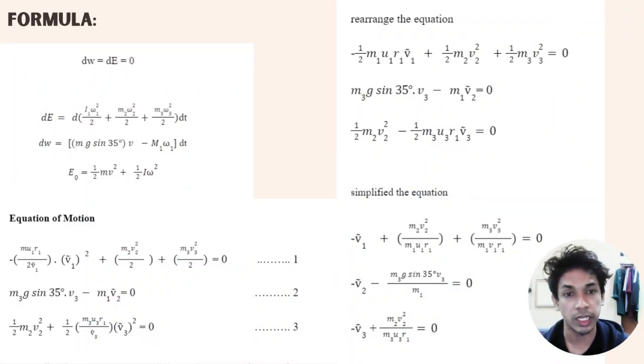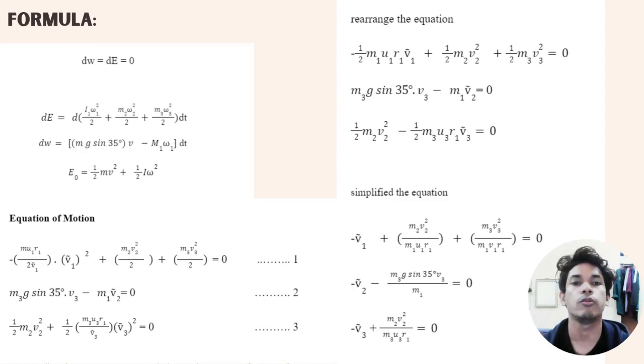In accelerator system analysis, the formula is important to identify first before we proceed with calculation to find eigenvalue and eigenvector. First of all, we have dW equal to dE equal to 0, where dW is elementary work equal to kinetic energy theorem dE. So dE equal to differential with time, where bracket I1 multiplied with omega 1 over 2, which is I1 is rotational inertia, omega 1 and omega 2 and omega 3 is angular velocity.